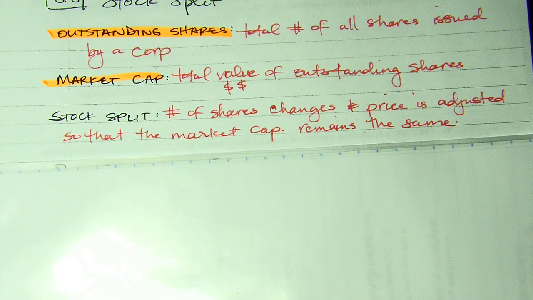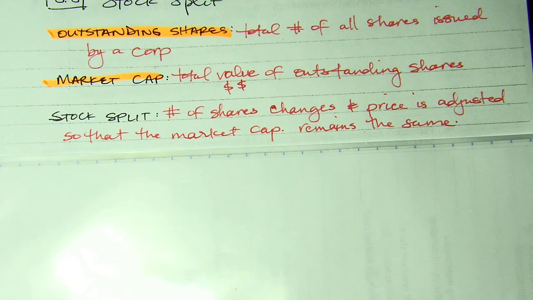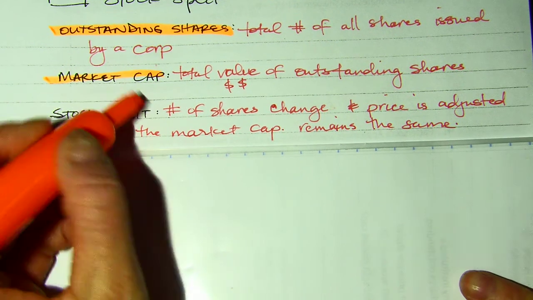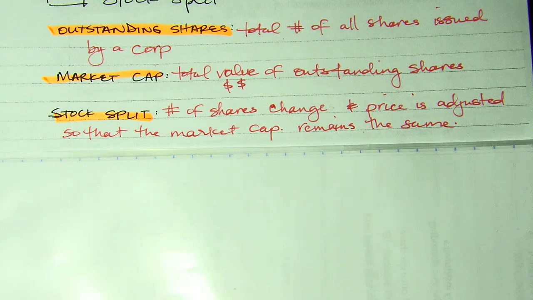Now, there's a stock split or a reverse stock split. But in either way, the number of shares change. Sorry, there should be no S there. And the price is adjusted so that the total value remains the same. So there's some formulas they use that help calculate your stock split.